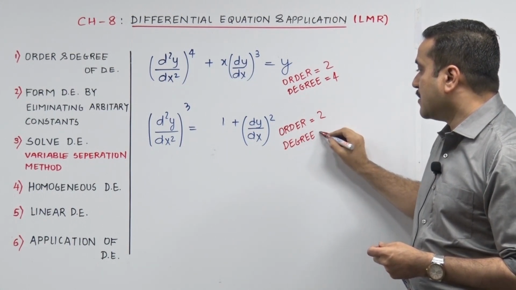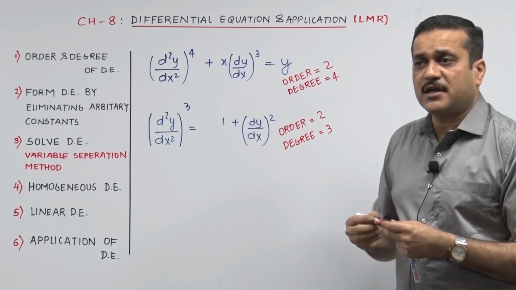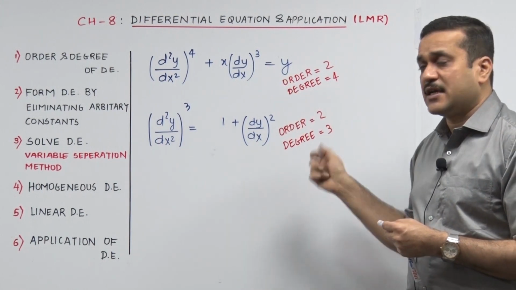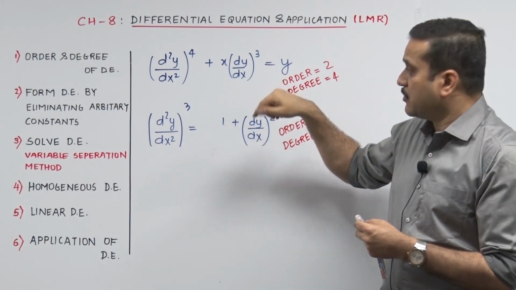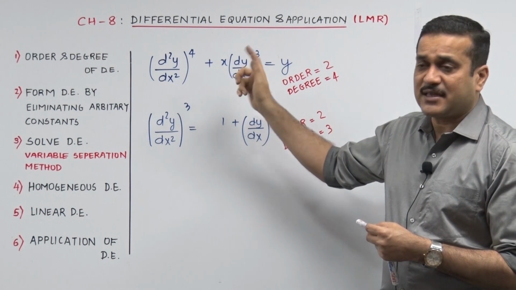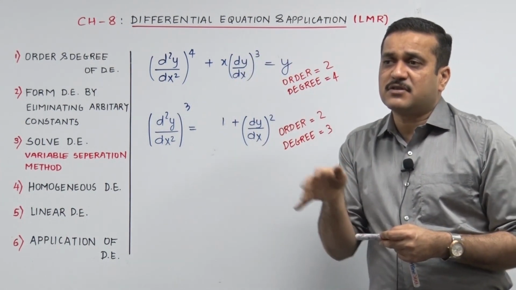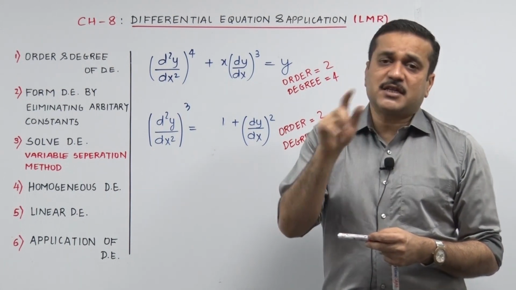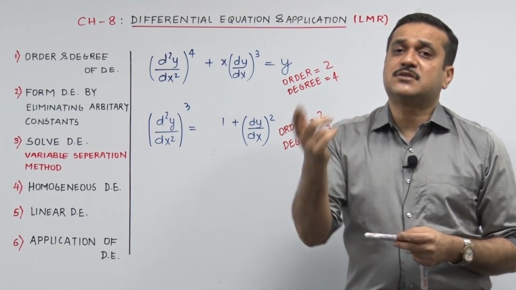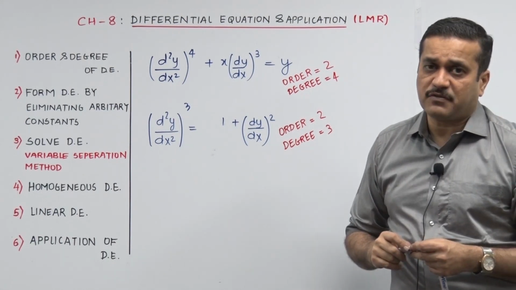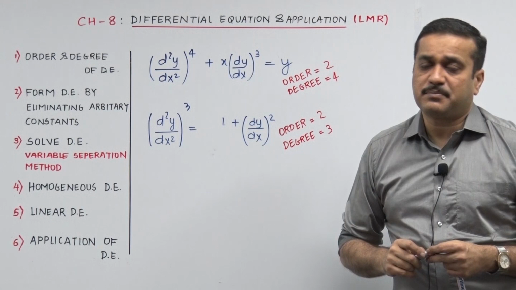The degree becomes 3 because the highest order derivative was d square by dx square, its power 3, that becomes the degree. In the earlier example, the highest order derivative was once again d square by dx square, and its power 4 becomes the degree. And what becomes the order of the differential equation? That was pretty simple. The highest order derivative in the differential equation becomes the order of the differential equation. So this was quite comfortable, the first one. Let's look into the next one please.